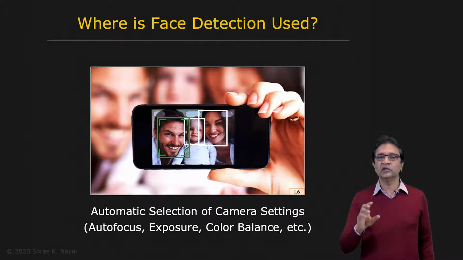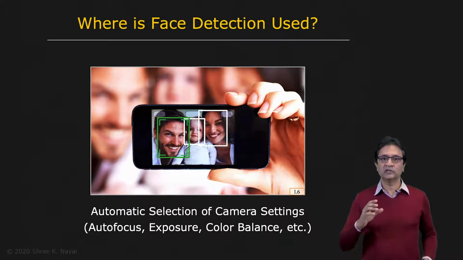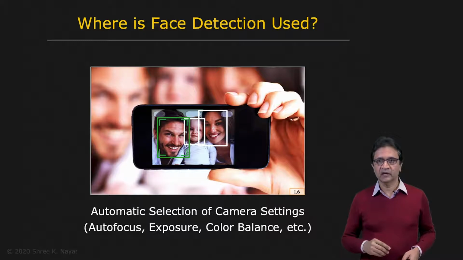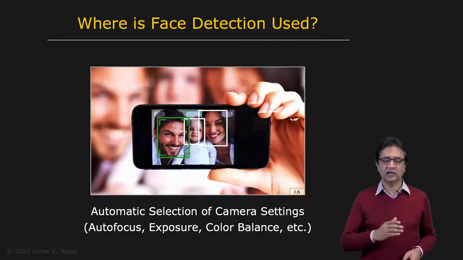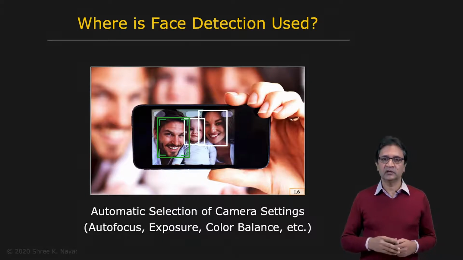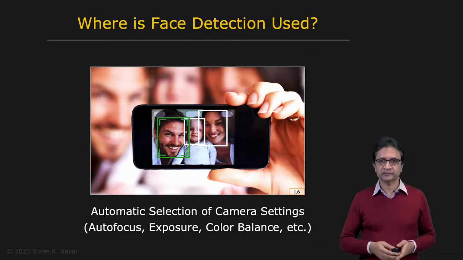And since we typically want faces to be of high quality in photographs, the parameters of the camera are adjusted based on the quality of the faces. That is, the focus of the camera, the exposure of the camera, the color balancing parameters are all set so as to make the faces look particularly good. So, face detection is now extensively used in photography, in particular in mobile cameras.